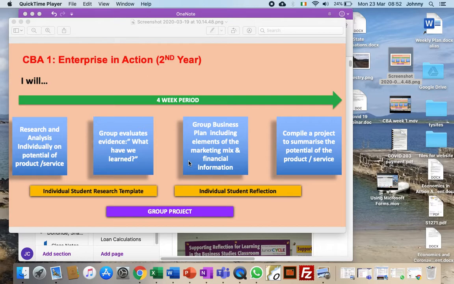So that's what, when we're doing our work this week, we the group want to say: in all the research individuals have done, have we covered information relevant to the marketing mix and financial information that we're going to need to put together our plan? Now meanwhile, the individual students are going to have to start thinking about their research template, the document they're going to fill out, and the reflection document that they're going to fill out as well. So let's have a look at these.